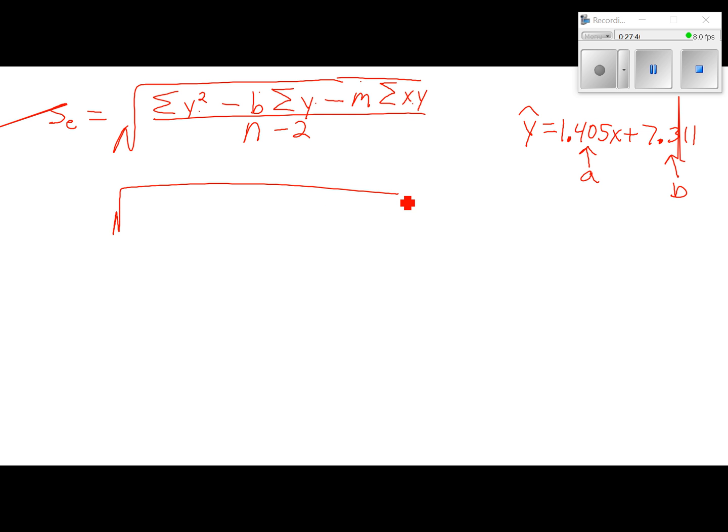The sum of the y squareds was 29,424. Minus B is 7.311.